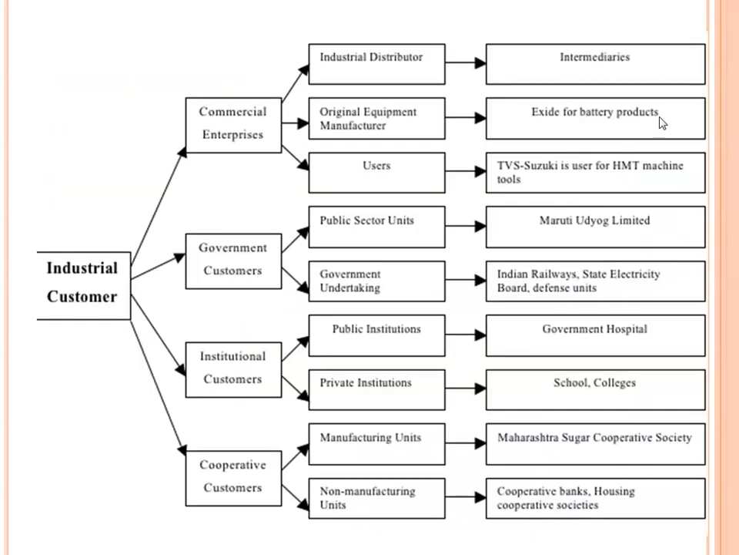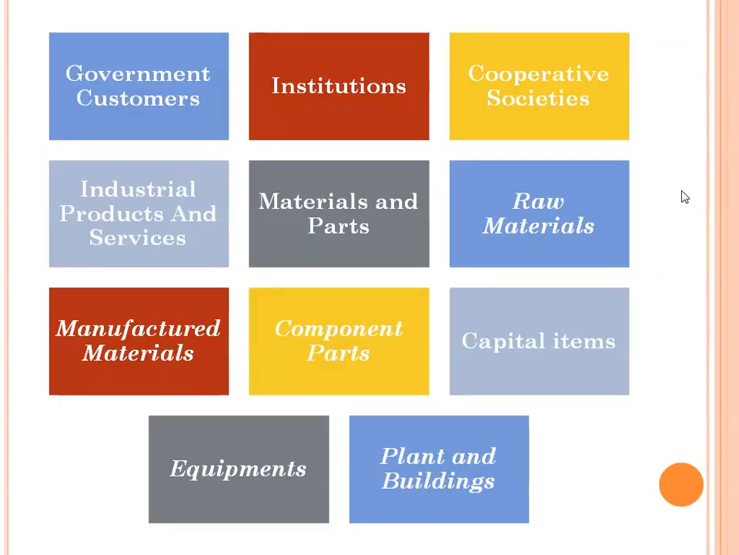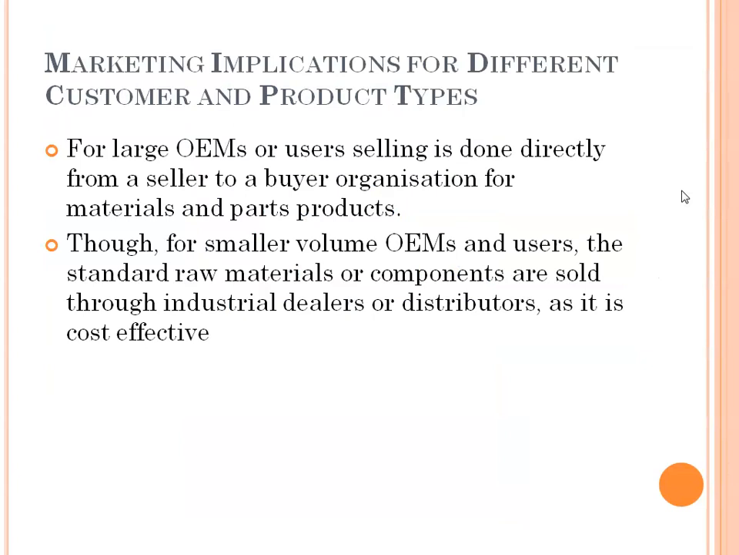I will just give this brief. So, what are the industrial consumers? And we have seen what can be used as industrial products or services. Okay, now we will talk about marketing implications for different consumers and different product types.